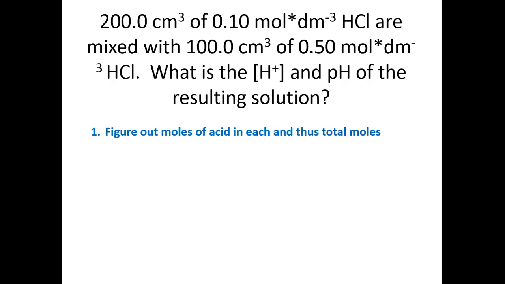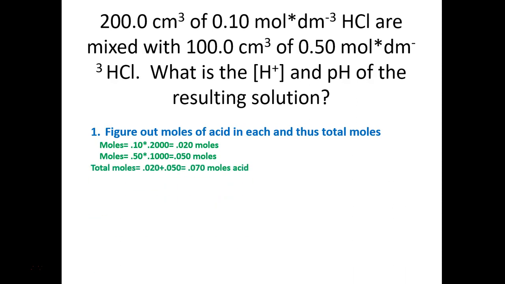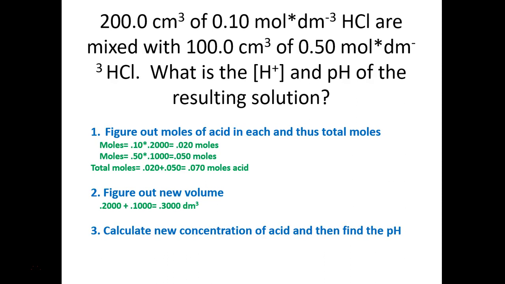Okay, so let's figure out the moles of acid in each solution and thus the total moles of acid. All right, so in the first solution, when I take molarity times volume, I get 0.020 moles, and in the second solution, I get 0.050 moles. So it's HCl in both cases, so I'm not subtracting here because nothing's being neutralized. I'm going to add my moles together, and I know that I have a total now of 0.070 moles of acid. Okay, now I have to figure out my new volume. I have a total of 300 milliliters, or 0.3 decimeters cubed. So now I can calculate my new concentration, moles per decimeter cubed, and then I can solve for the pH, and I get 0.64.